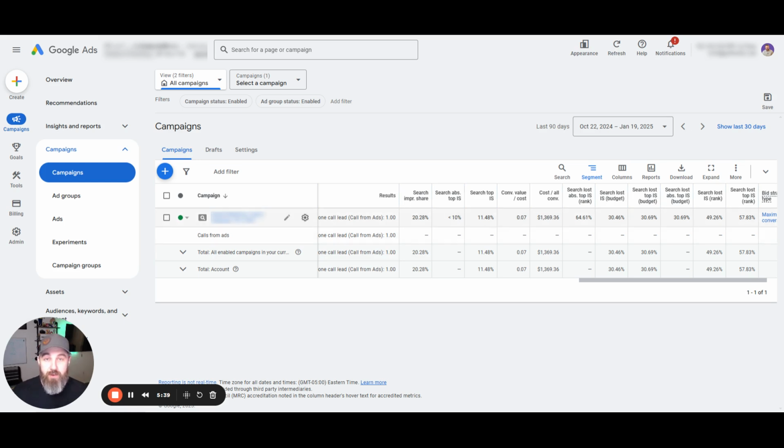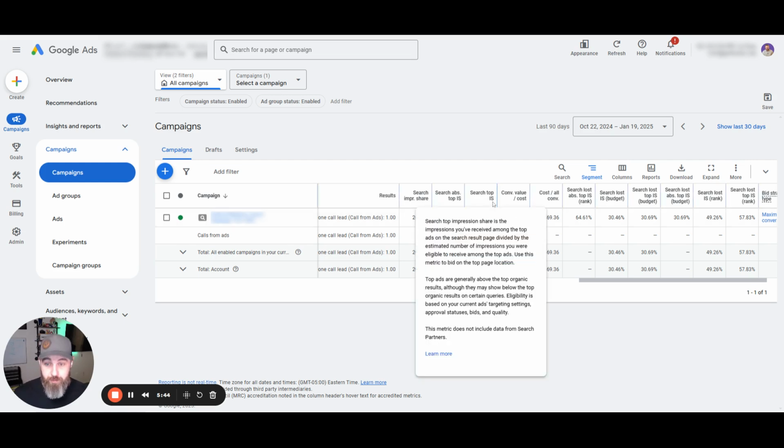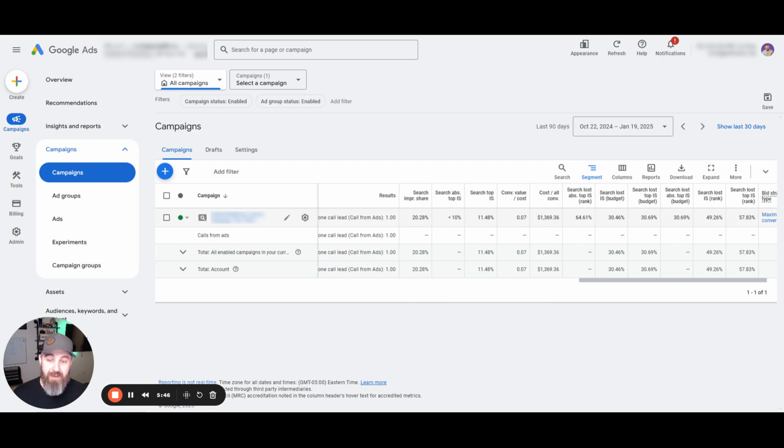Now, us showing in the top four spots, so at the top of page, which is search top impression share, we're only showing up 11, almost, well, 11.5% of the time out of the 20% that we're showing up. So, again, not being super competitive. We're showing up basically at the bottom of page most of the time, which also could relate back to why we have so many impressions and not a lot of clicks, a really low click through rate, because people just aren't scrolling down to the bottom of the page to make a decision.